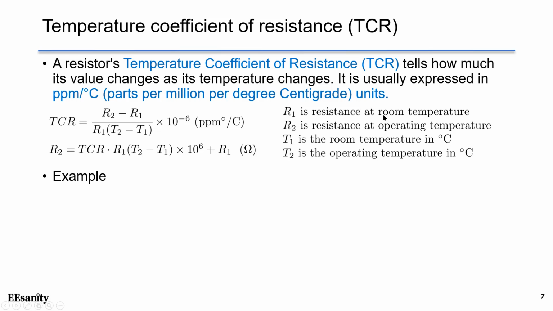R1 is the resistance at room temperature. R2 is the resistance at operating temperature. T1 is the room temperature in degrees C. T2 is the operating temperature in degrees C.